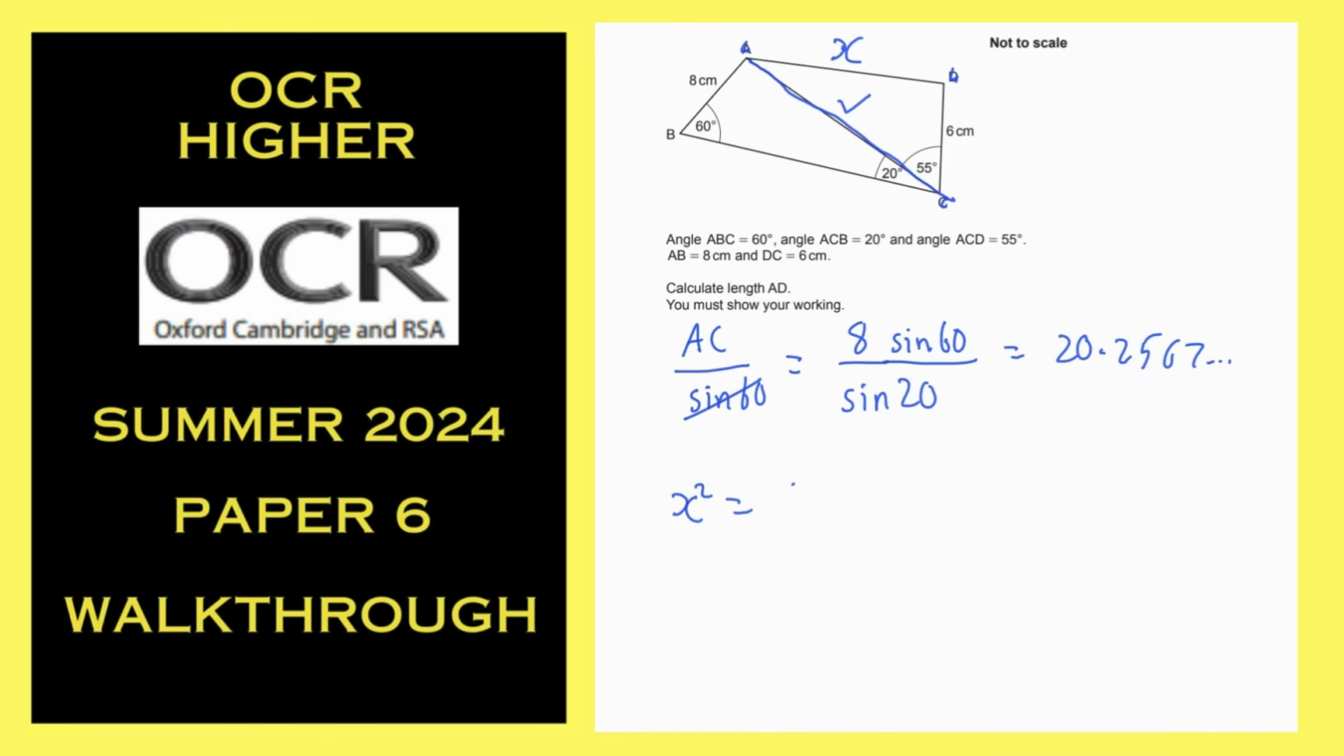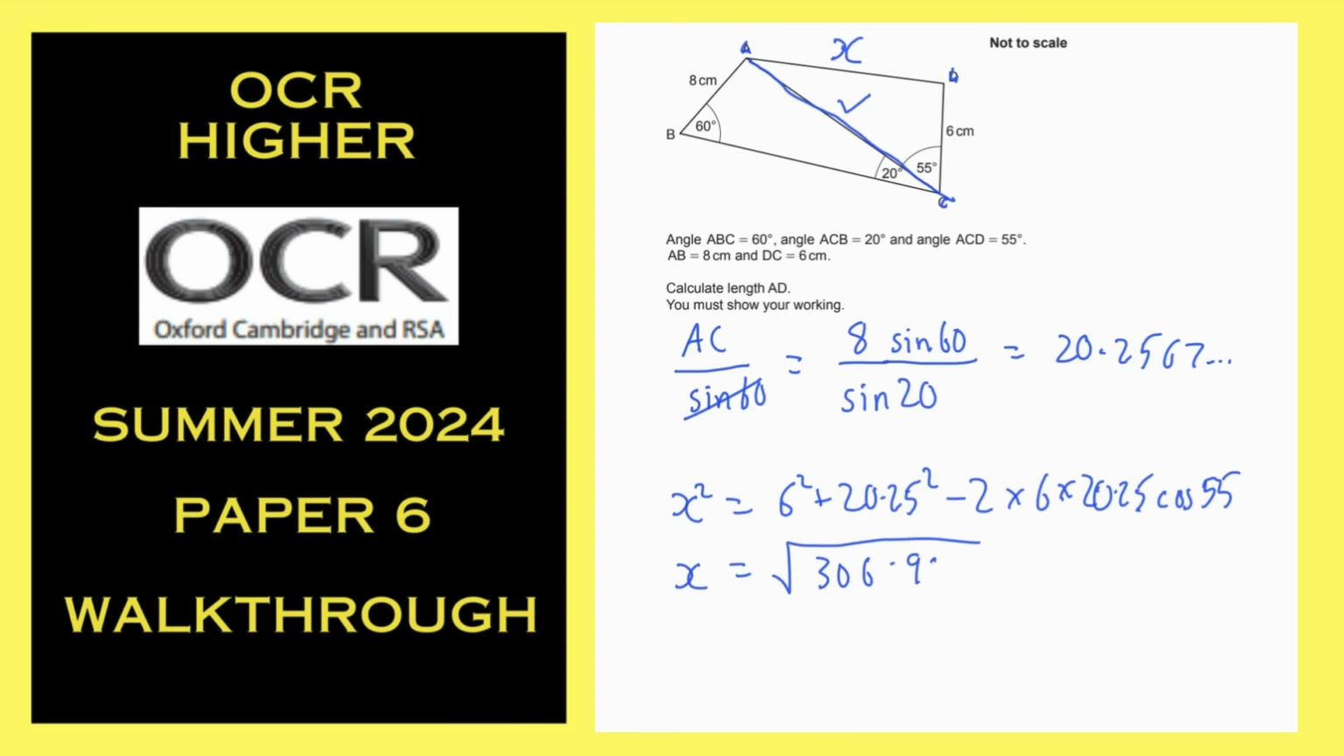OCD kicking in. 6 squared added to 20.2567 squared minus 2 times the 6 times the 20.25. I just use the ANS button on my calculator, multiplied by the cos of the angle between them. Stick that right hand side into your calculator, and whatever you get should be 306-ish.